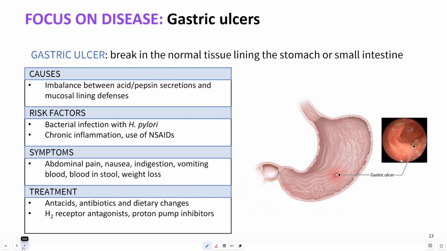Helicobacter pylori is a bacterium present in 70% of the gastric ulcers and over 90% of duodenal ulcers, which will eventually erode the stomach lining. Some of the key treatment options include using antacids, antibiotics, dietary changes, and also PPIs or proton pump inhibitors. Anything to reduce acetylcholine, gastrin, and histamine is going to be good.